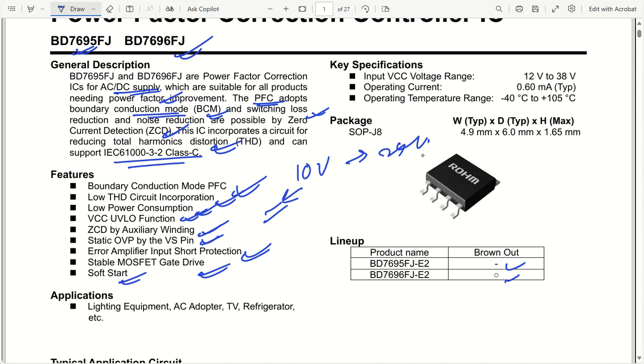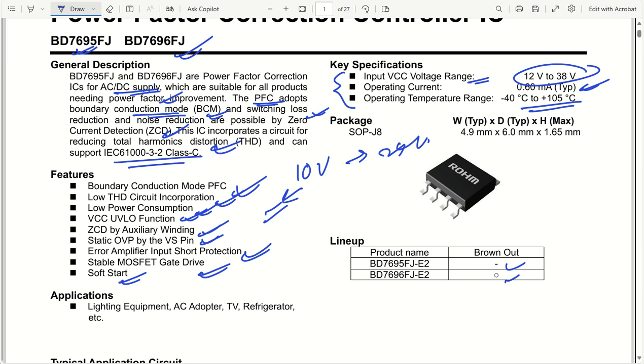As you can see, the key specifications: we have a VCC range that can work from 12 volt to 38 volt, and it has an operating current of just 0.6 milliamperes. It's not even taking 1 milliampere, and the operating temperature range you can take into account as minus 40 degrees centigrade to 105 degrees centigrade.